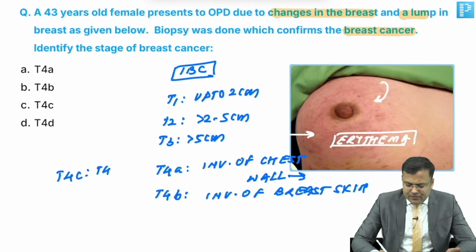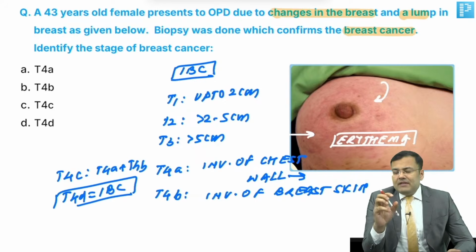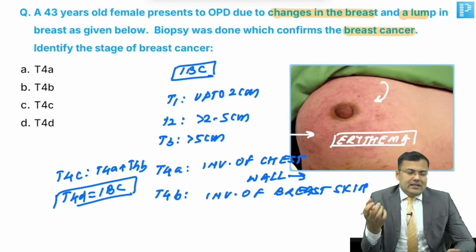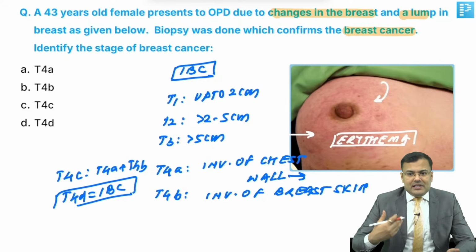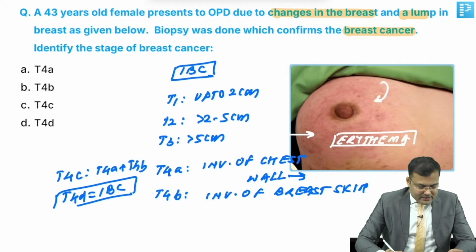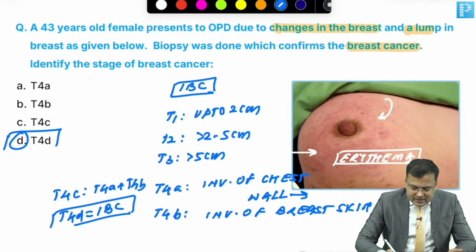And you know what is T4C? T4C is both T4A plus T4B. And what is T4D? All of you know the answer. It is inflammatory breast cancer, and I am repeating the definition of inflammatory breast cancer. How much breast skin should be involved? More than 33% of breast skin should be involved by inflammatory changes. So here the correct answer is D. So correct answer is option D.